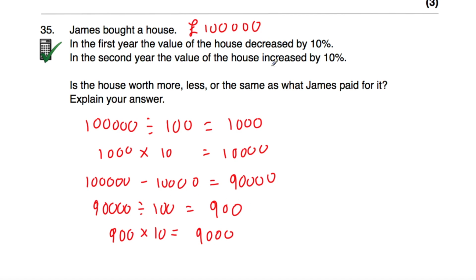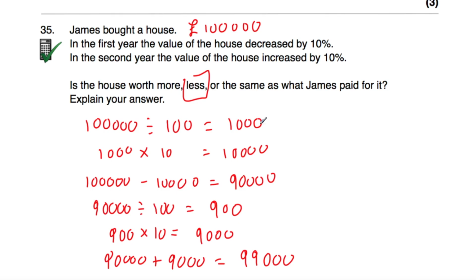So we know for the second year, it goes up in value by 10%. So we take the 90,000, add on the 9,000, and that means the value of the house after 2 years is worth £99,000. So the value of the house has actually gone down. So the house is actually worth less than what it was whenever James paid for it.